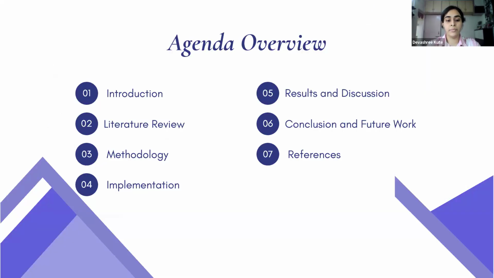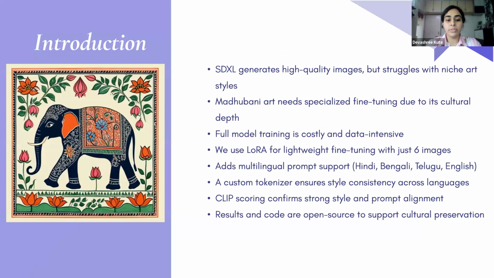This is the agenda. Text to image generation is one of the most exciting things AI can do today. Models like Stable Diffusion XL are trained on billions of images and can create stunning visuals just from text prompts. But the catch is that these models are trained on modern Western style images. So when you ask them to generate something in a traditional Indian style like Madhubani art, they fail.